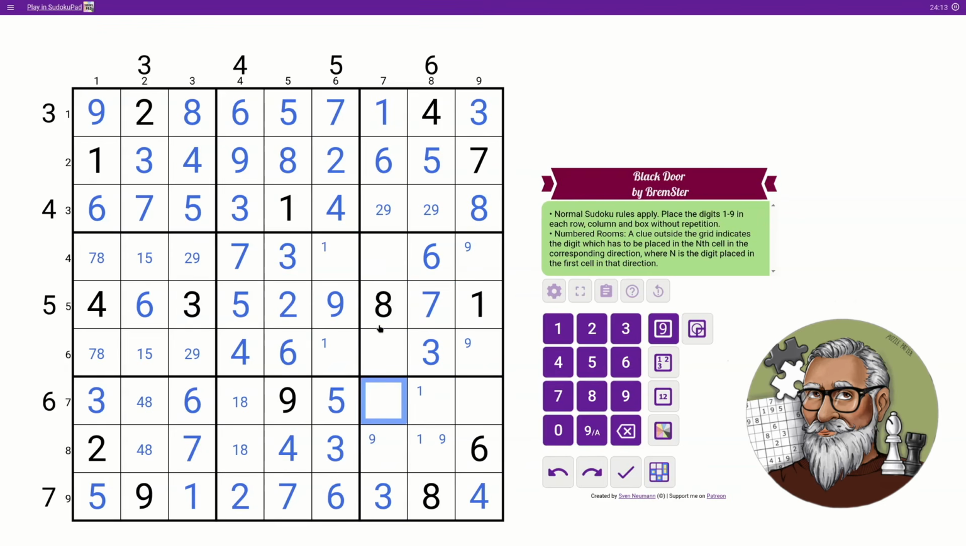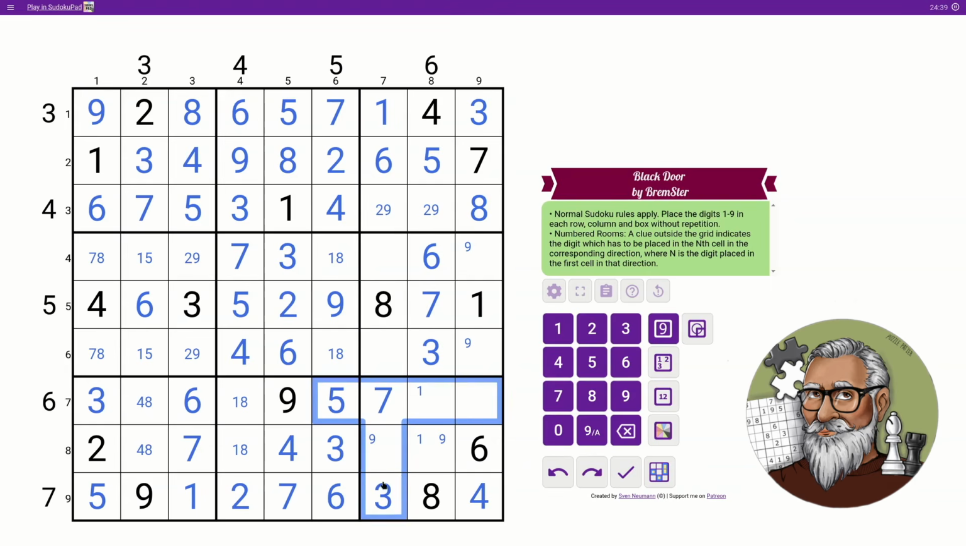Now I should be able to fill the last 7 in box number 9, and it's certainly there because we can't have 7 in any of these, which is good. What am I still missing here? A 1 and an 8. Huh. Both still allowed. That's interesting. We have to figure it out.